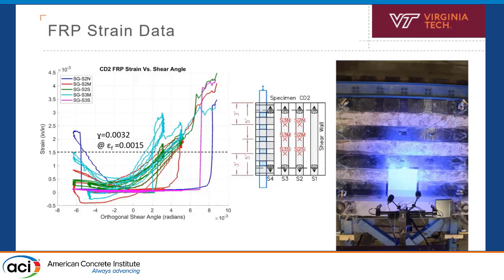But like I said, this dotted line here represents 0.0015, and I think that's where we really want to be. That way we can limit steel yielding, and we don't want to lose any aggregate interlock.